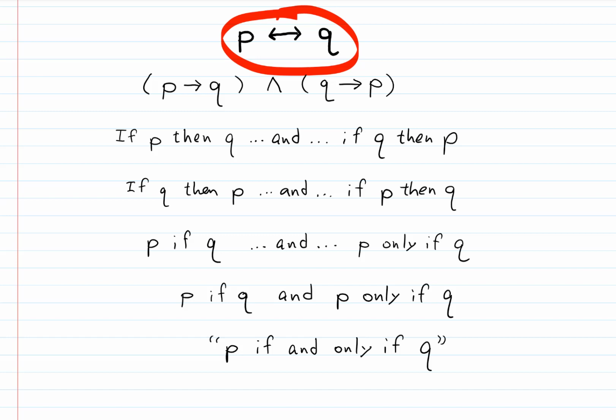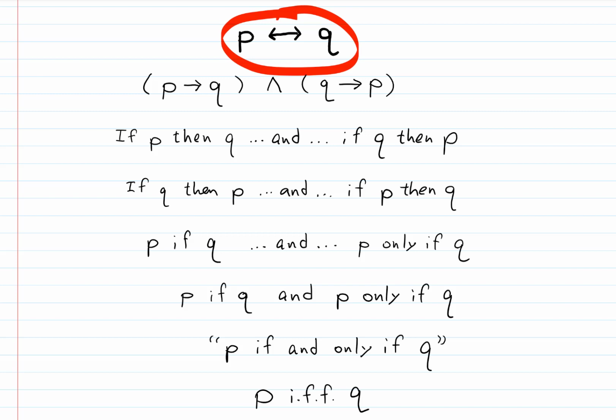And we even have a nice little abbreviation for that. Whoops, wrong color. Which is P IFF Q. Okay? That's a biconditional.